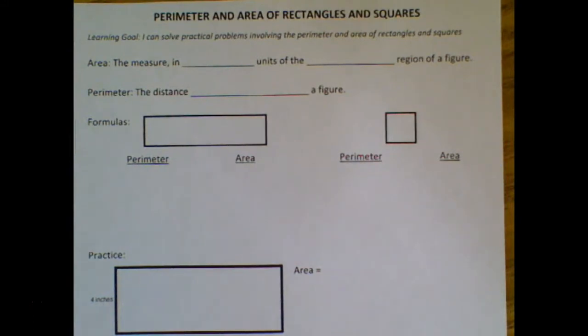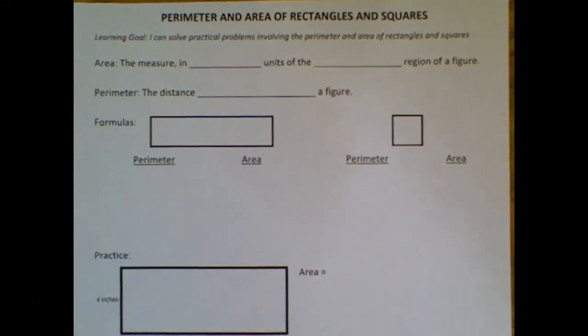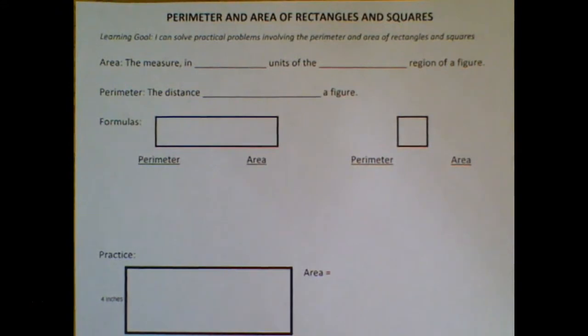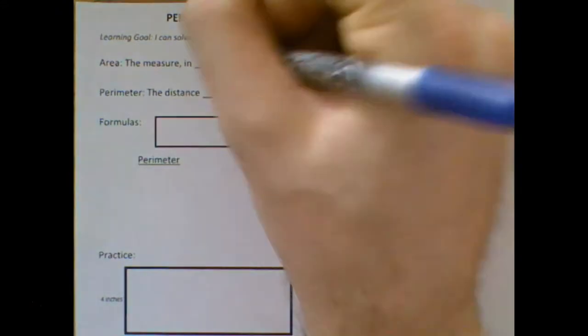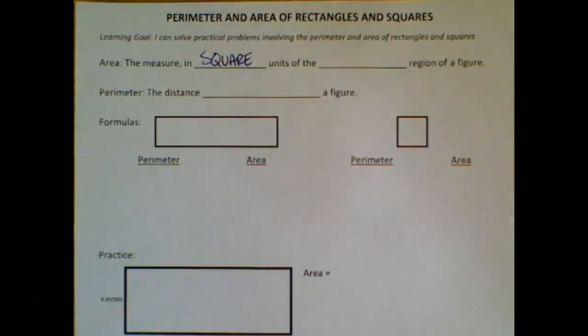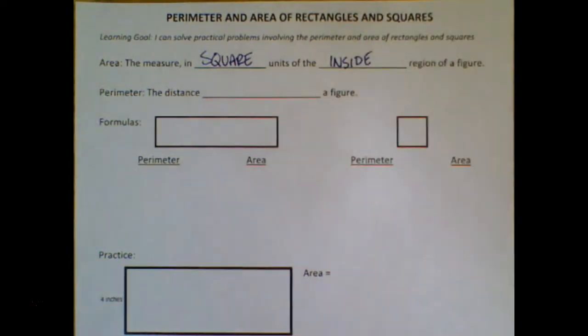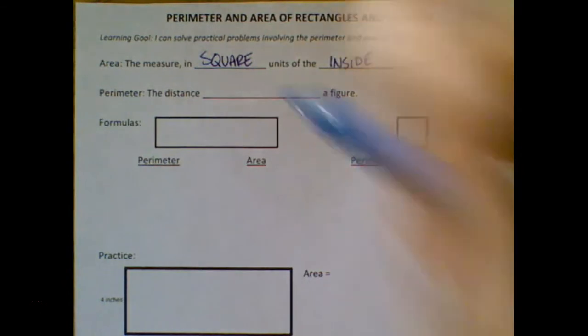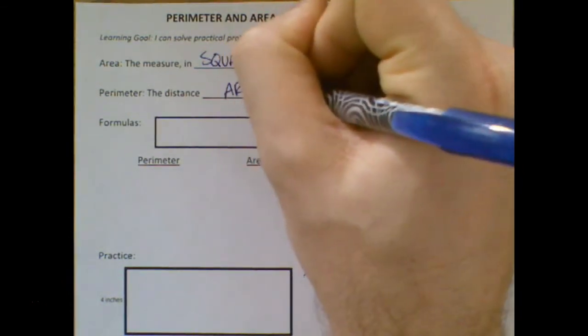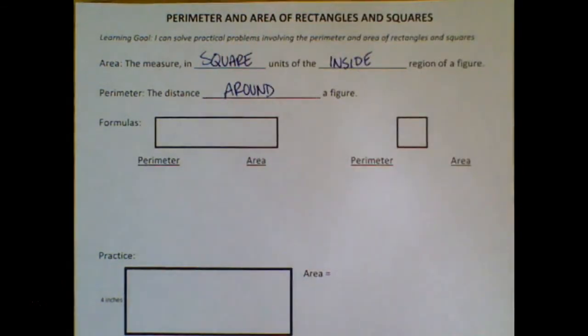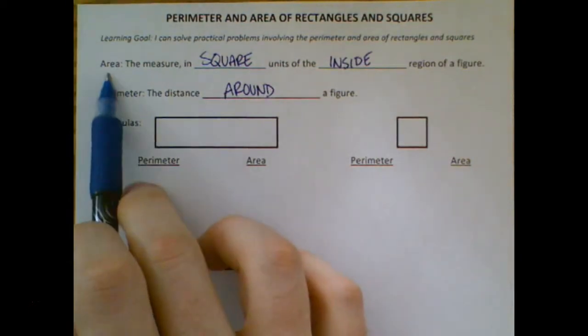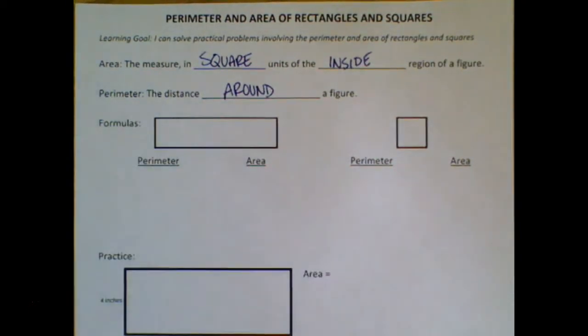So the way that we measure these is we're going to take a look at area, which is the measure in square units of the inside region of a figure. Perimeter is measuring the distance around a figure. So one of them is inside, one of them is going around the outside.